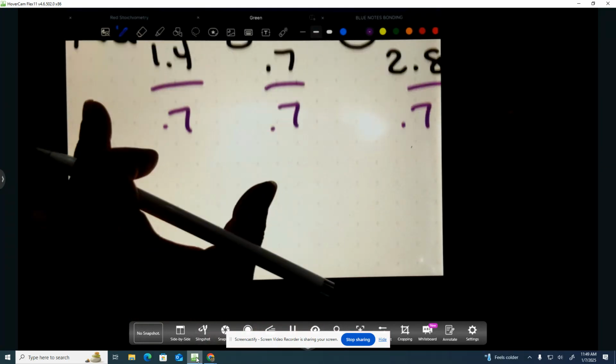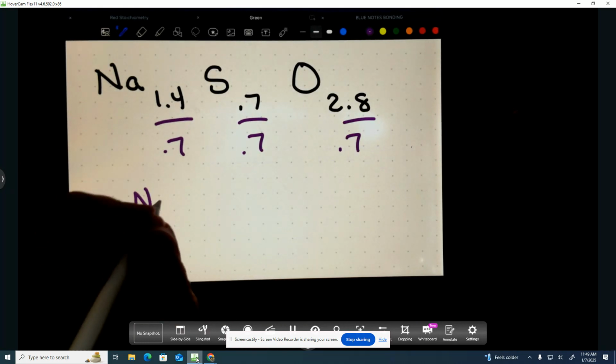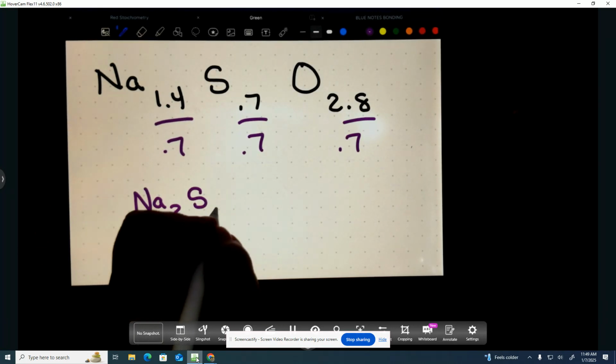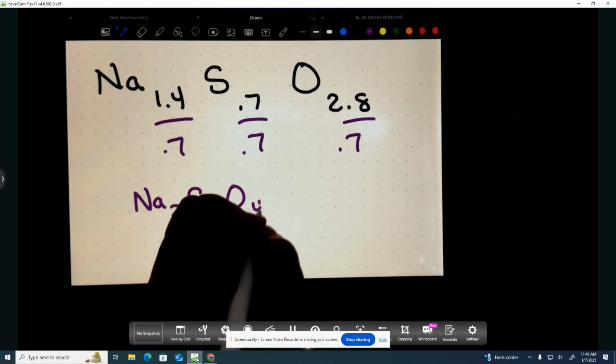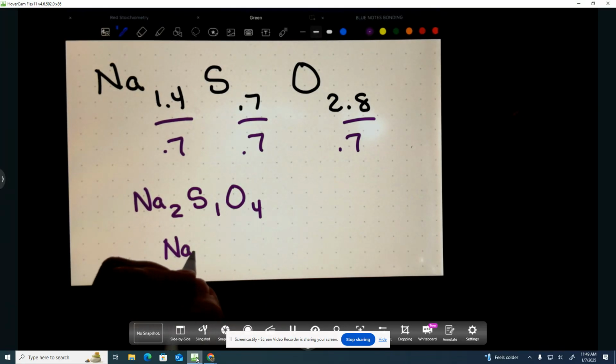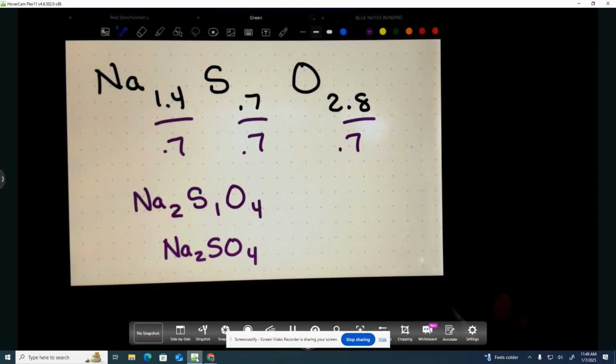This is going to be a 2. S is going to be 1. O is going to be 4. So Na2SO4 is your answer.